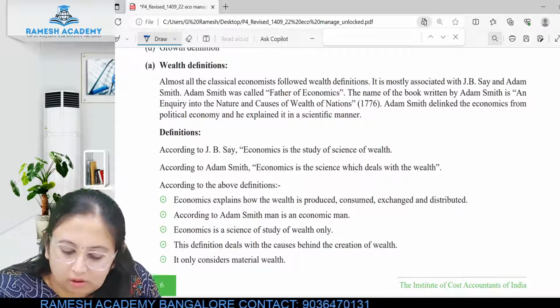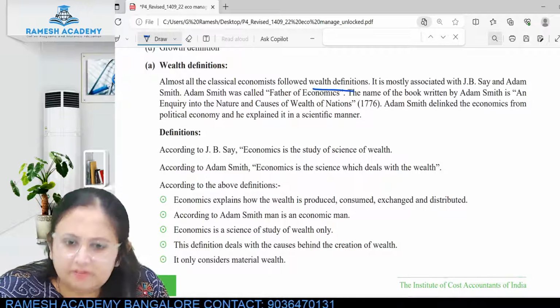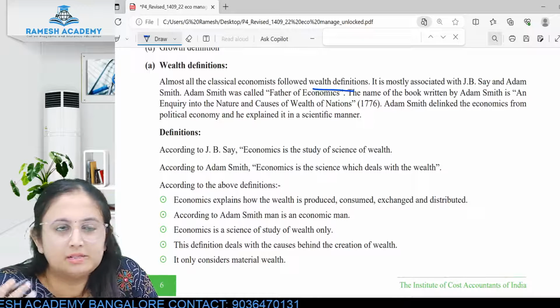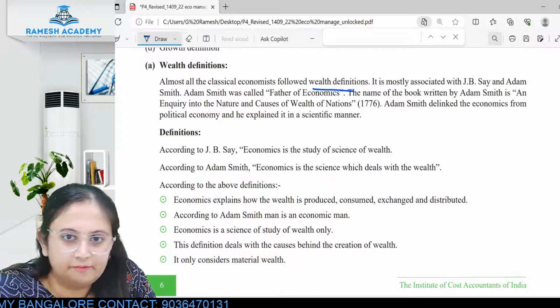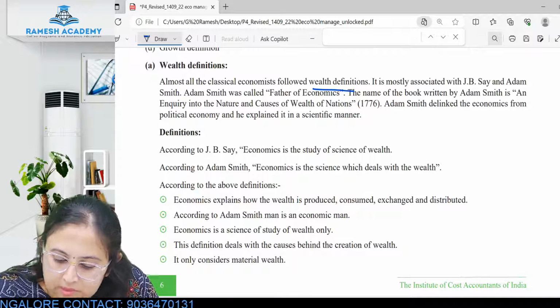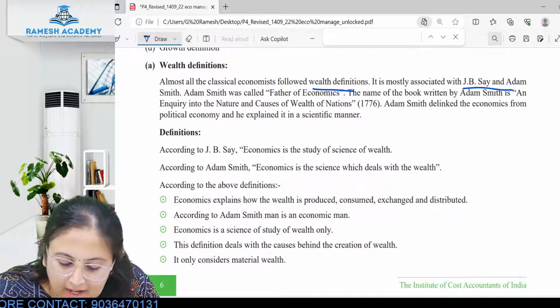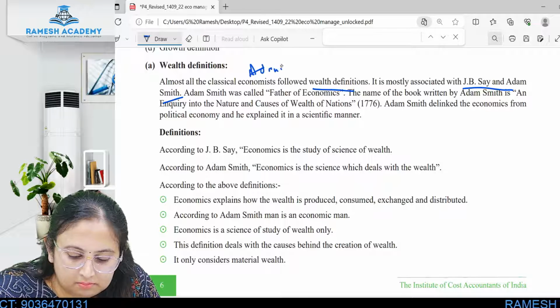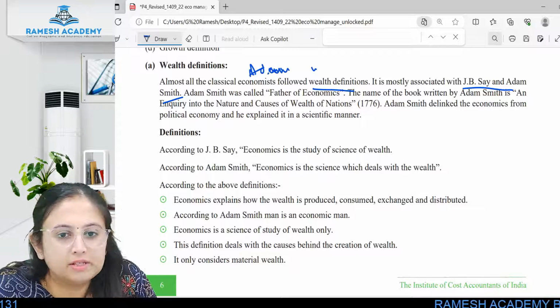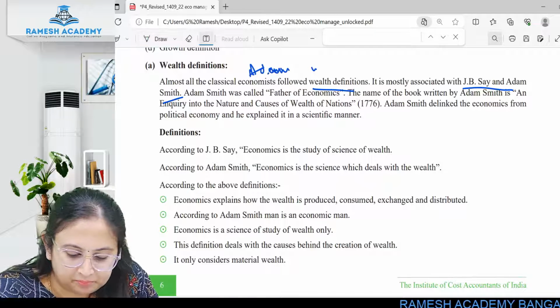Almost all the classical economists followed the wealth definition. In the olden days, the classical economists followed only the wealth definition. It is mostly associated with J.B. Say and Adam Smith. So for the wealth definition, we first need to understand Adam Smith. Wealth means we always think of Adam Smith.